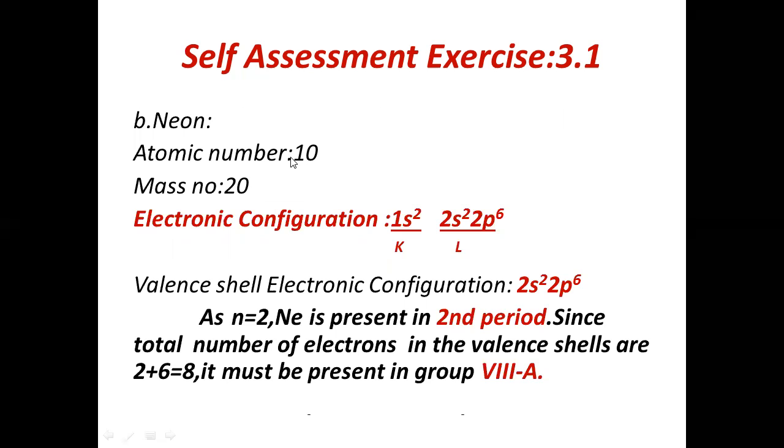So electronic configuration is 1s2, 2s2, 2p6, 6 plus 2, 8, 8 plus 2, 10 electrons, and 1 means first shell, 2 means second shell. Valence shell is the second shell. Valence shell electronic configuration is 2s2, 2p6. The value of n is 2. So 2 means that neon is present in second period. Since a total number of electrons in the valence shell are 8, 2 plus 6 equal to 8, it must be present in group 8A of the periodic table.